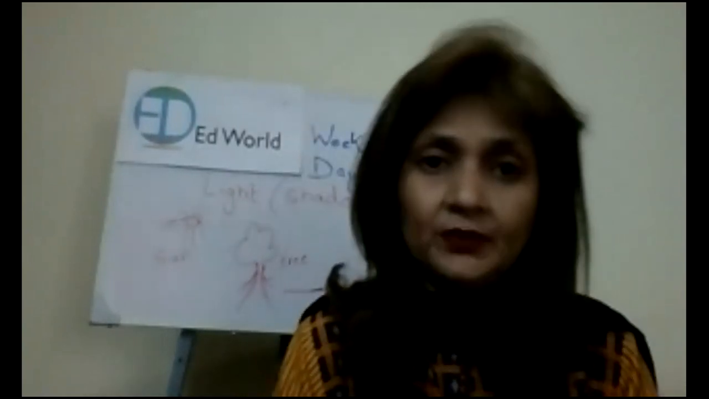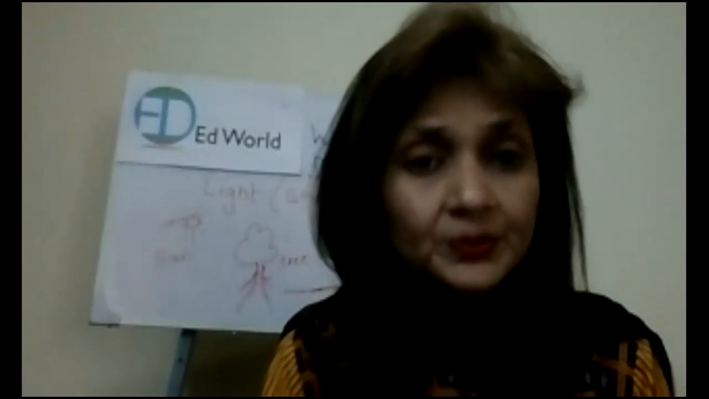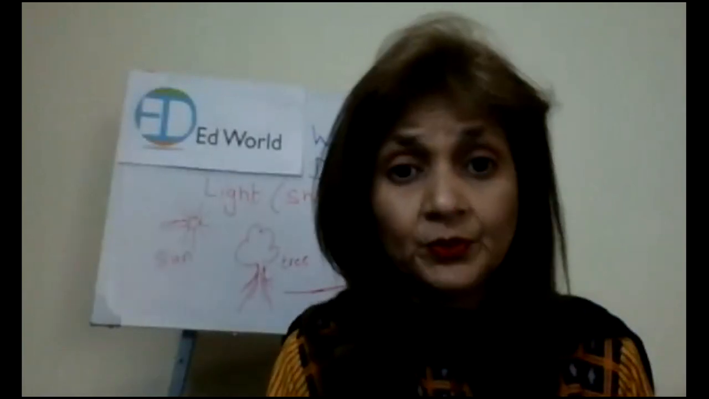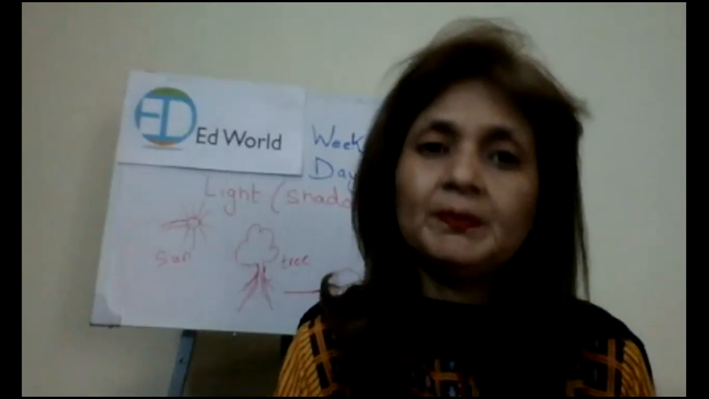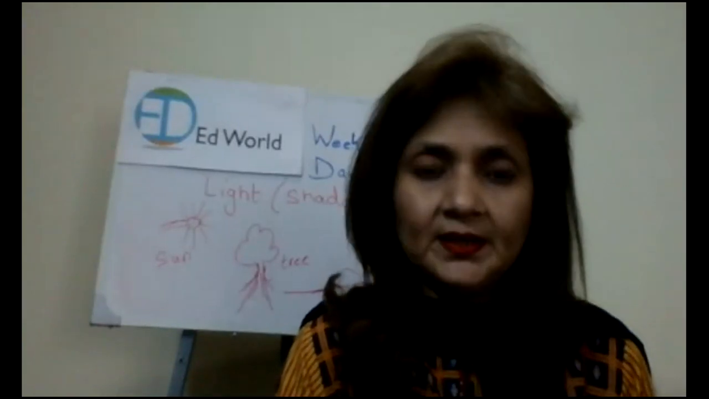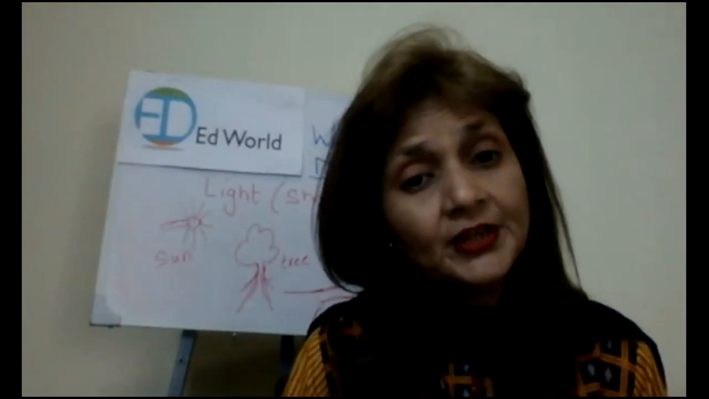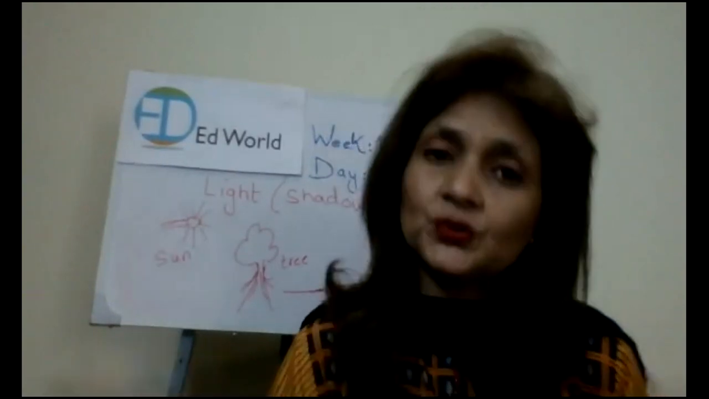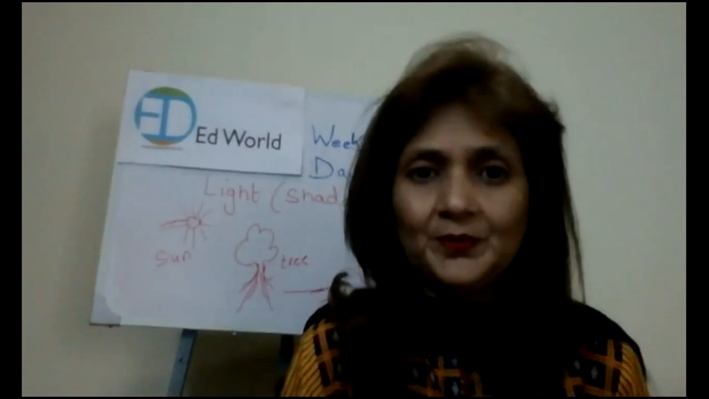Yes, we have learned about the shadow. Now, if the shadow is nearer to the light, it will be small. But when it is further away, it would be bigger. The shadow gets bigger, right? And why do we get the shadow? Because the light is blocked by the object, and so the shadows are formed.